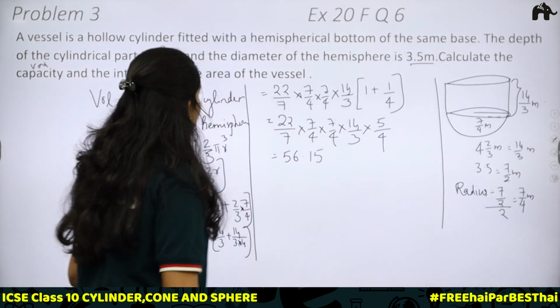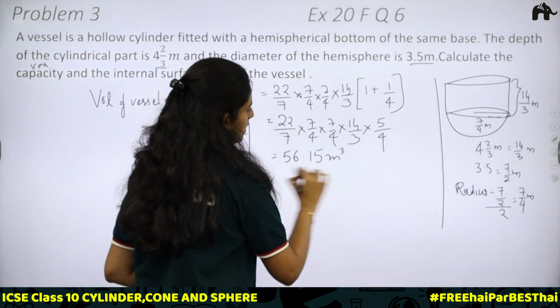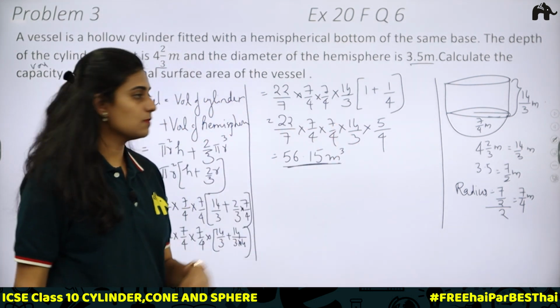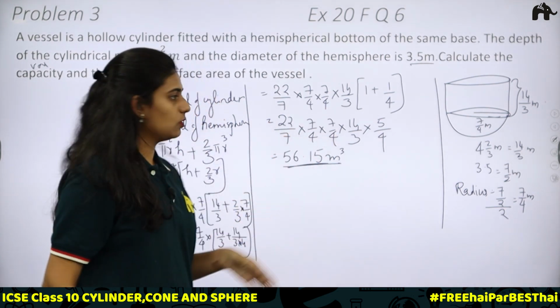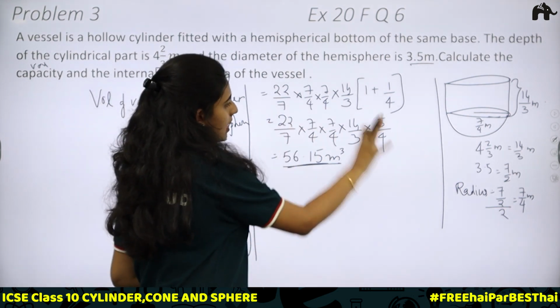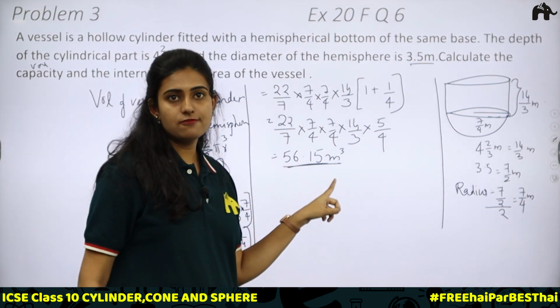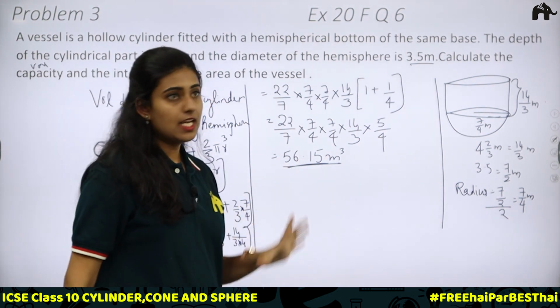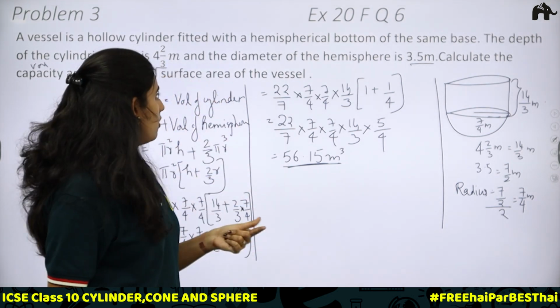56.15 and the unit is meter. Therefore, volume will be meter cube. So, this is the final answer, 56.15 meter cube. I didn't do the calculation. You can calculate, you can cancel the 7, 4, etc. and find the answer. You will be getting 56.15 meter cube. Next, we need to find the internal surface area of the vessel.